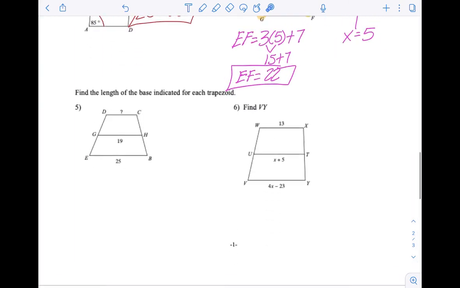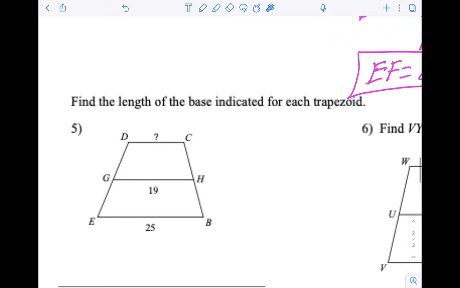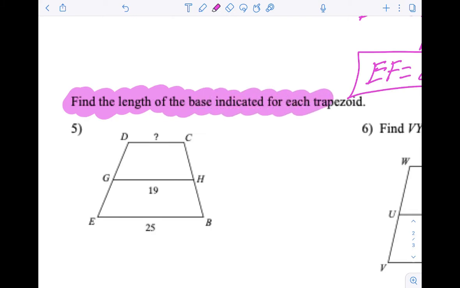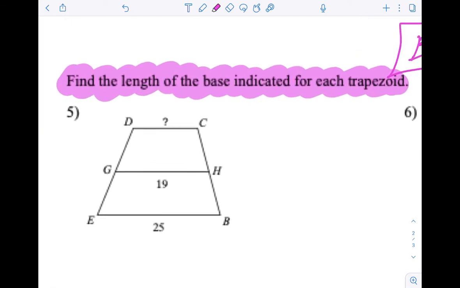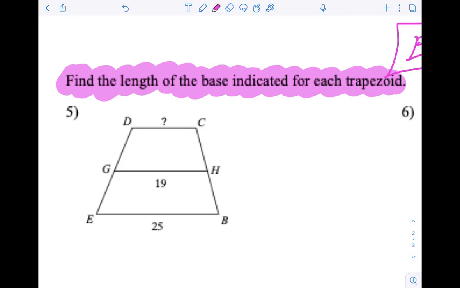All right, next. The instructions say, find the length of the base indicated for each trapezoid. Okay? So they want us to find this base right here. So this base is missing, right? So that's base 1. We have base 2, EB, and we have the mid-segment, GH.